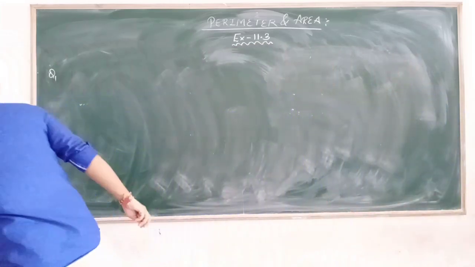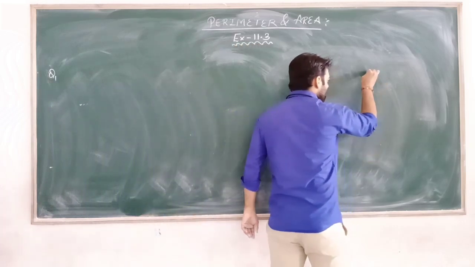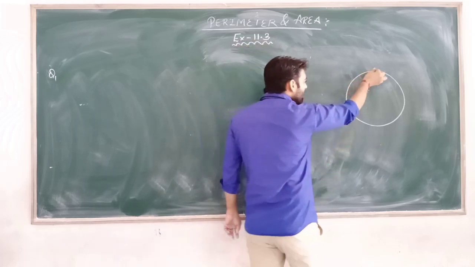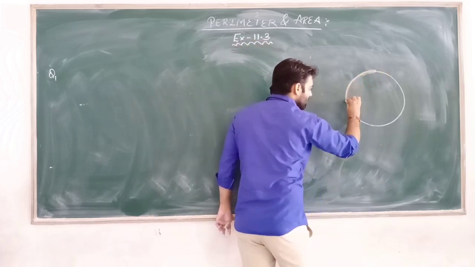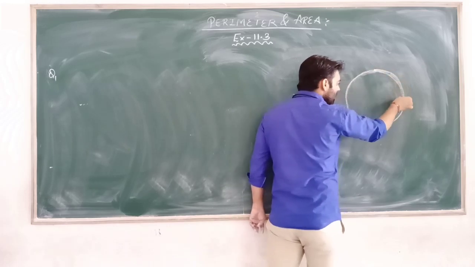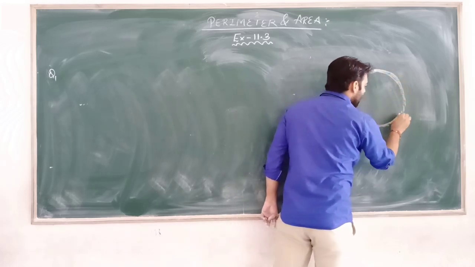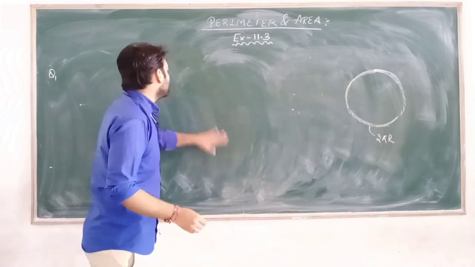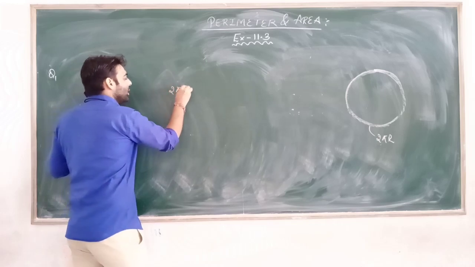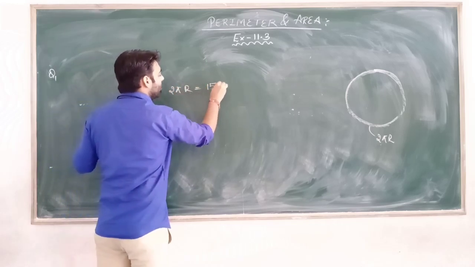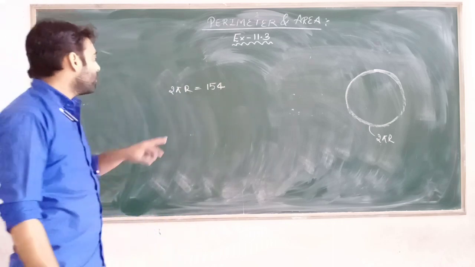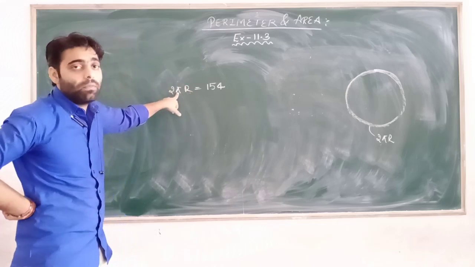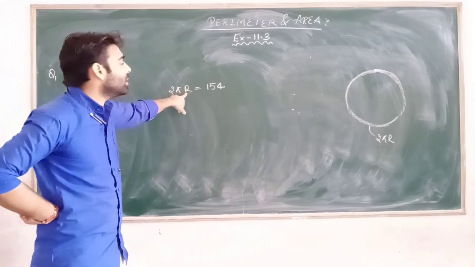Suppose there is a circle of some circumference. What is circumference? The length of this boundary is known as circumference, and its value is 2 pi r. Circumference has been given, that is 154, so 2 pi r equals 154. From here we will calculate r, because we know the value of pi, we will put it over here and calculate the value of r.